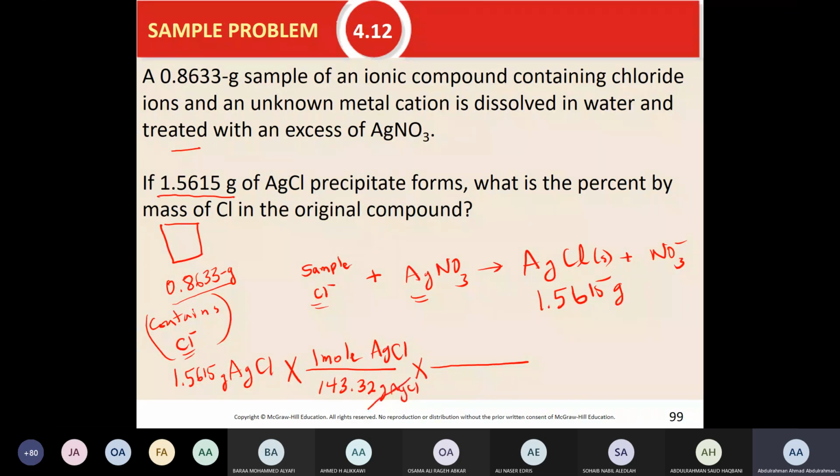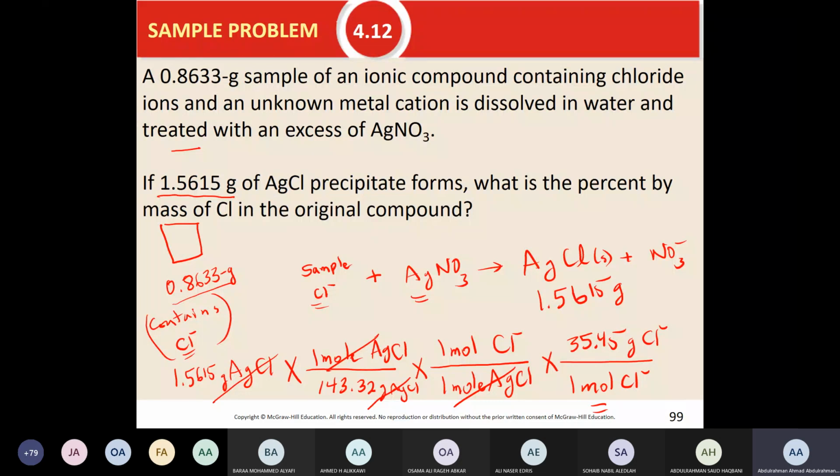This way, we get rid of gram AgCl. And I know that 1 mole AgCl contains how much? What should I write at the top? The molar mass of Cl. No, mole is mole. Mole of Cl minus. And then this will go with this. And then 1 mole Cl minus is 35.45 gram Cl minus. From this, give me the mass of Cl minus.